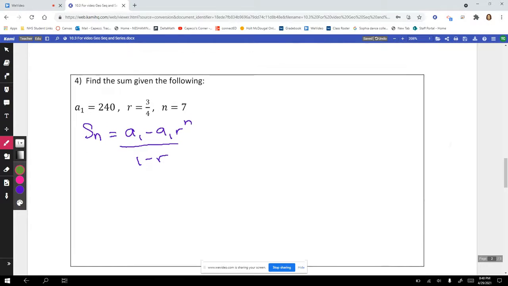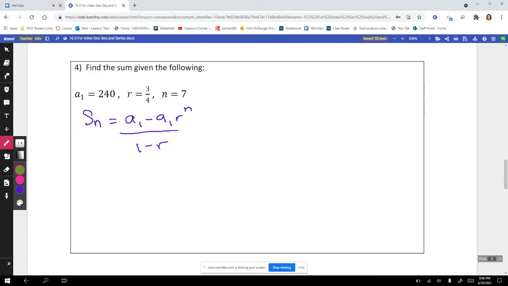All right, so let's take a look at what we have in this first example. Find the sum given the following information. Okay, so I need to find the sum. My first term is 240. My ratio is 3/4. The number of terms I want to add there is 7, all over 1 minus 3/4.